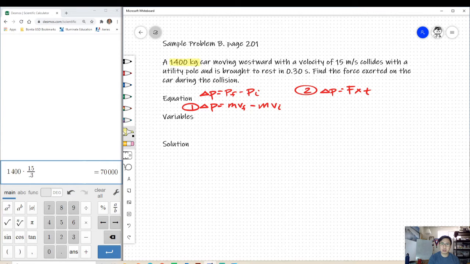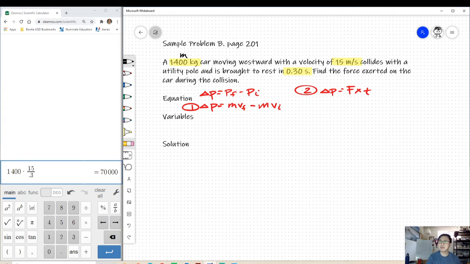A 1,400 kilogram car is moving westward with a velocity of 15 meters a second and collides with a utility pole and is brought to rest in 0.3 seconds. So let's go through and kind of label these variables. 1,400 kilograms, this is our mass, and it's not going to change. We don't need a mass 1 and a mass 2.